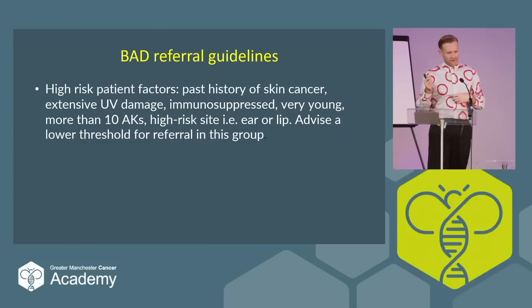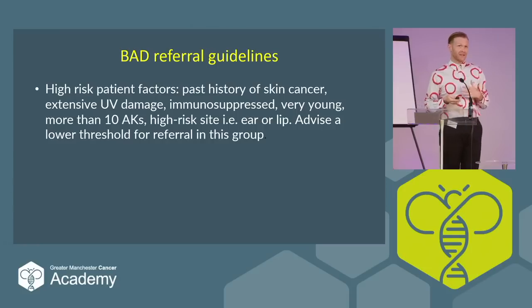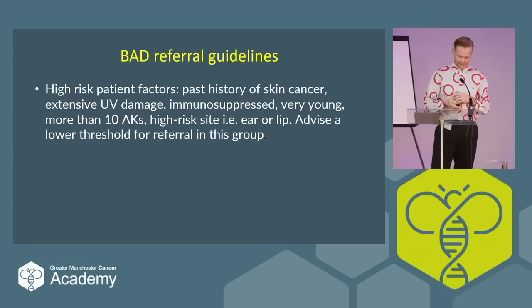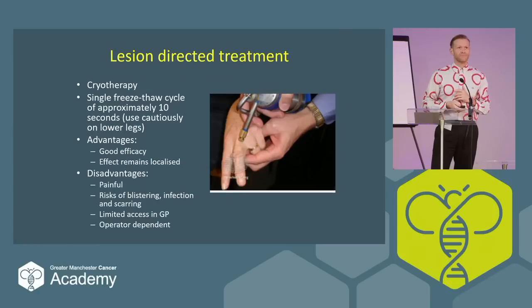The BAD very kindly in their guidance to us highlights what sort of things we need to be thinking about in terms of high-risk patients. So past history of skin cancer, extensive sun damage, immunosuppressed, people with more than 10 actinic keratoses, they're at a significant risk of getting an SCC, as you say, 10 to 15% over 10 years.